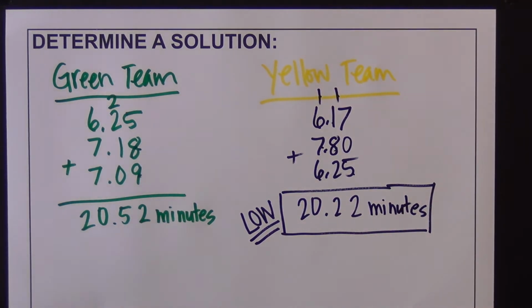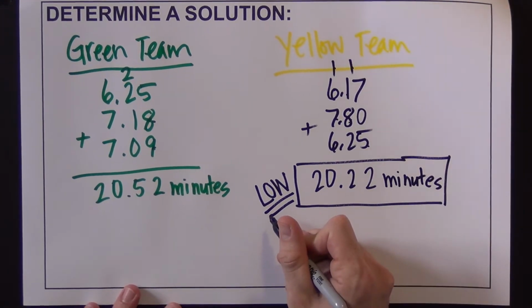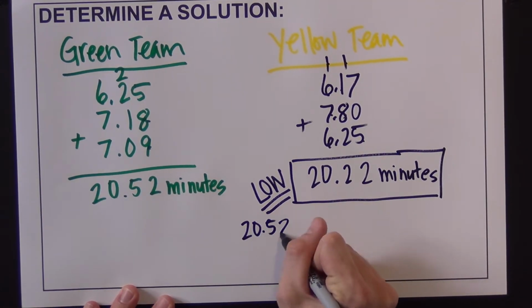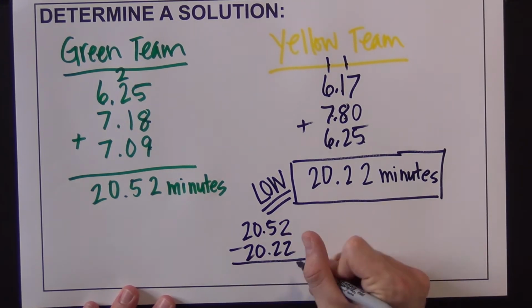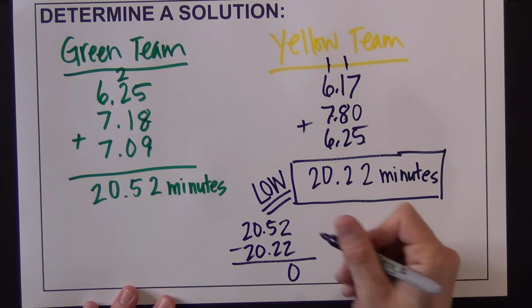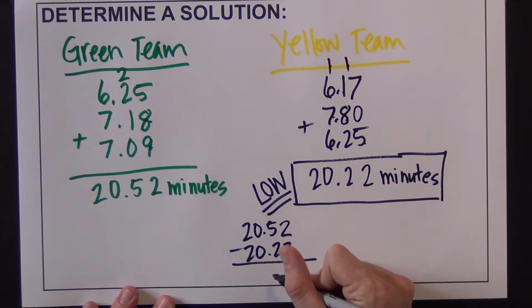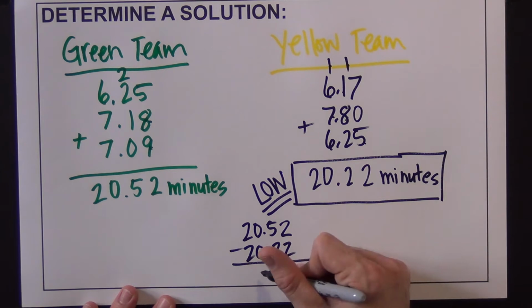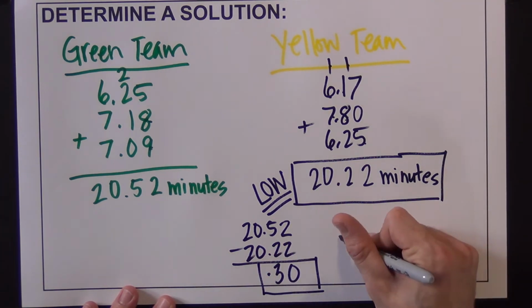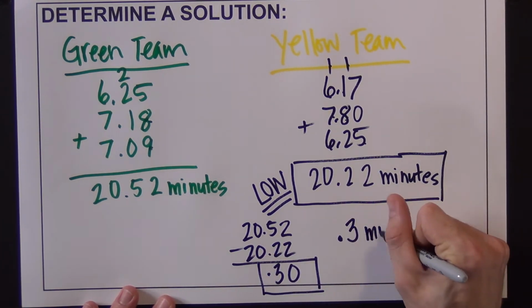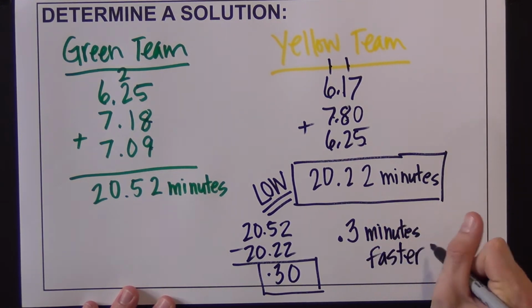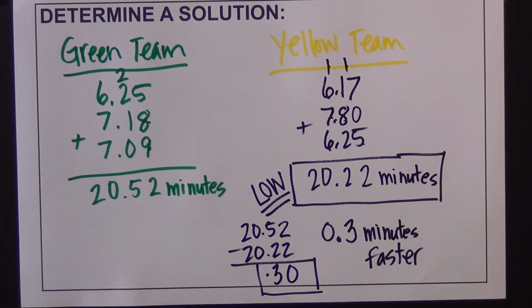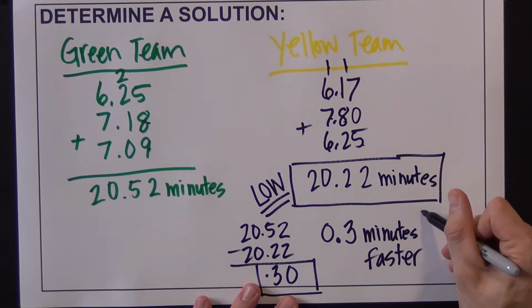Now I want to subtract to see how much faster they were. The green team was 20 and 52 hundredths. Subtract 20 and 22 hundredths. 2 subtract 2 for the hundredths. 5 tenths minus 2 tenths is 3 tenths. They were 30 hundredths or 3 tenths minutes faster. So that's my solution.